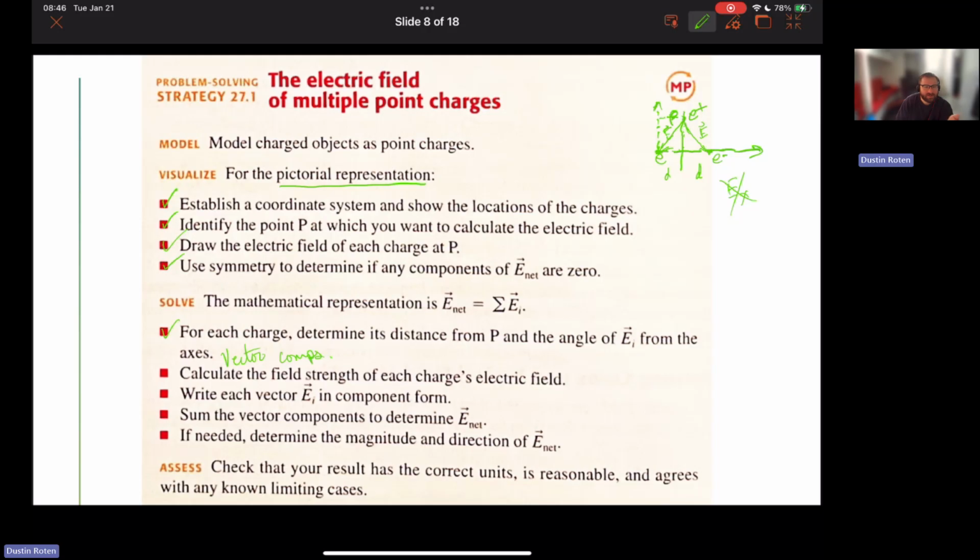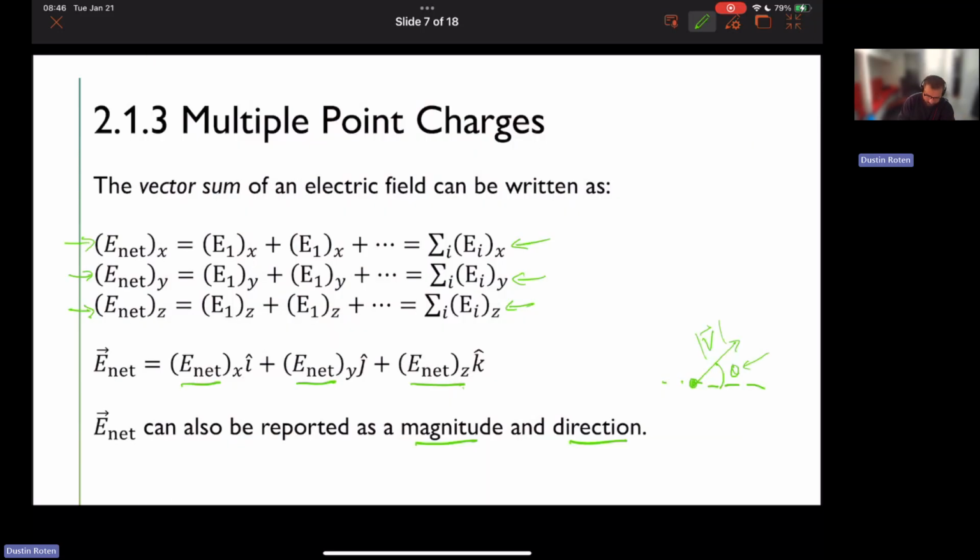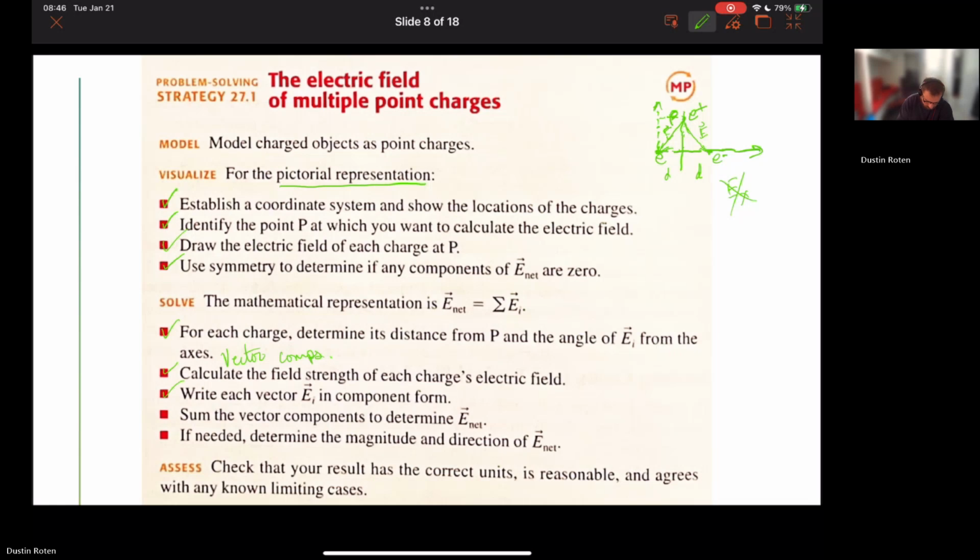Okay, and you just calculate the field strength of the electric field of each of those charges, and then write each of those in component form, right? So we did that here. We're going to write each of these in component form. Then you'll sum everything up. And then if you needed to determine the magnitude and direction of the final vector, not all the individual ones, but just the final vector, then you can do that depending on what the question's asking.